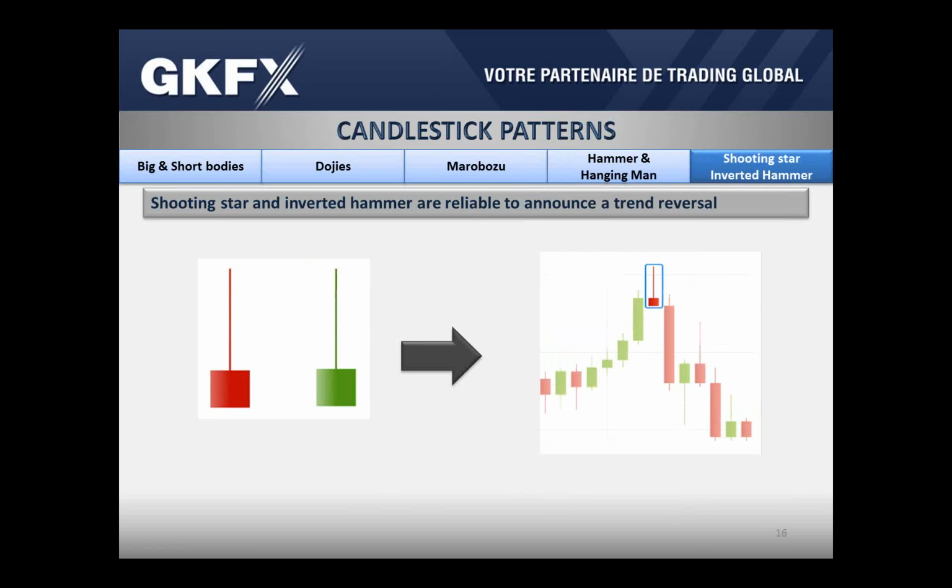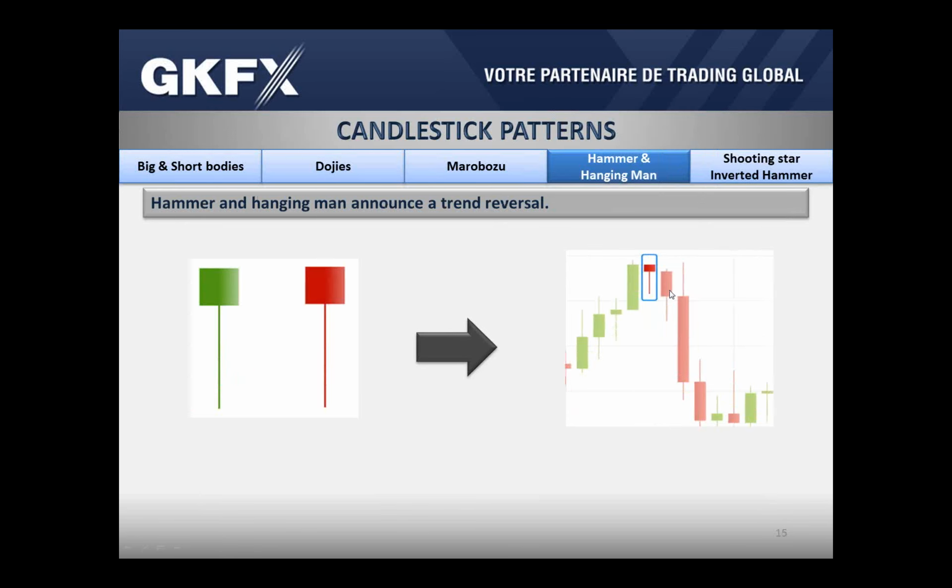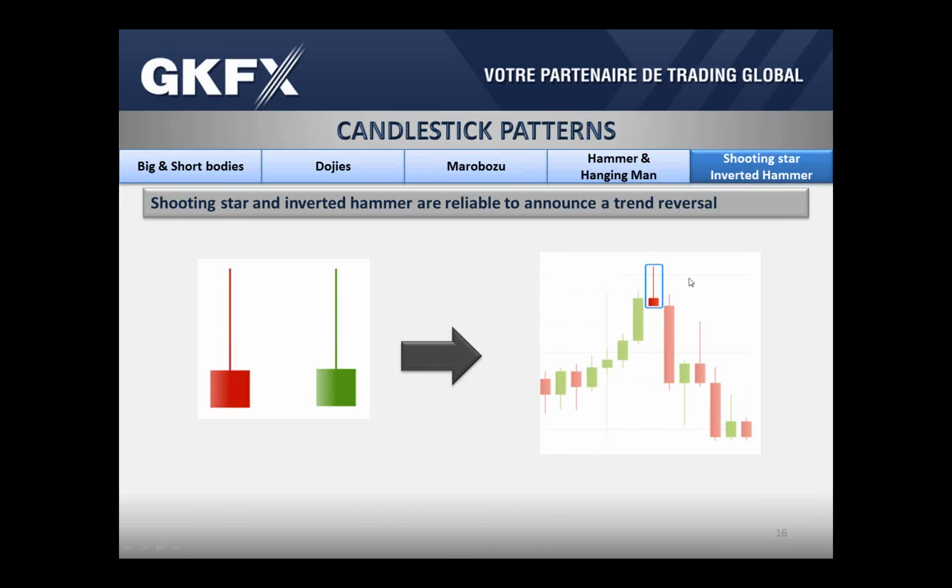Then shooting star and inverted hammer. Shooting star and inverted hammer. Inverted hammers are reliable to announce a trend reversal. Once again, it's like hammer and hanging man, but this time it's different. If it's at the top, once again, we don't mind about the color. If you spot this kind of candlestick at the top, at the end of a bullish trend, you can anticipate a trend reversal. So in this example, from a bullish trend to a bearish trend.